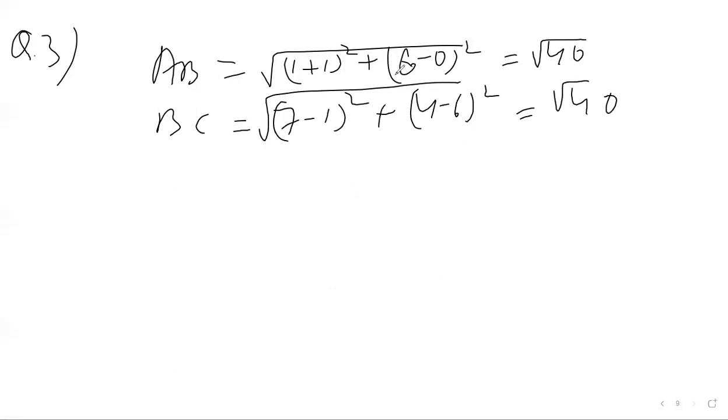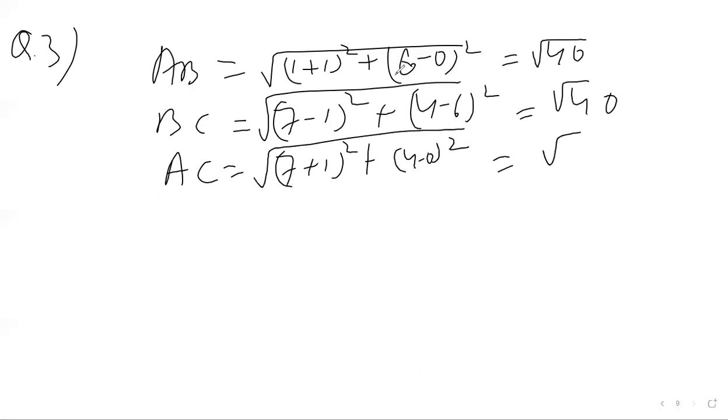Yes, to be certain we need to show more. AC is what? 7 plus 1 whole square plus 4 minus 0 square, root 80. So AB equals, I don't think BC is square root of 40. What should be there then? 7 minus 1 is 6, its square is 36, and 4 minus 6 is minus 2, square 4. And that is root 40.